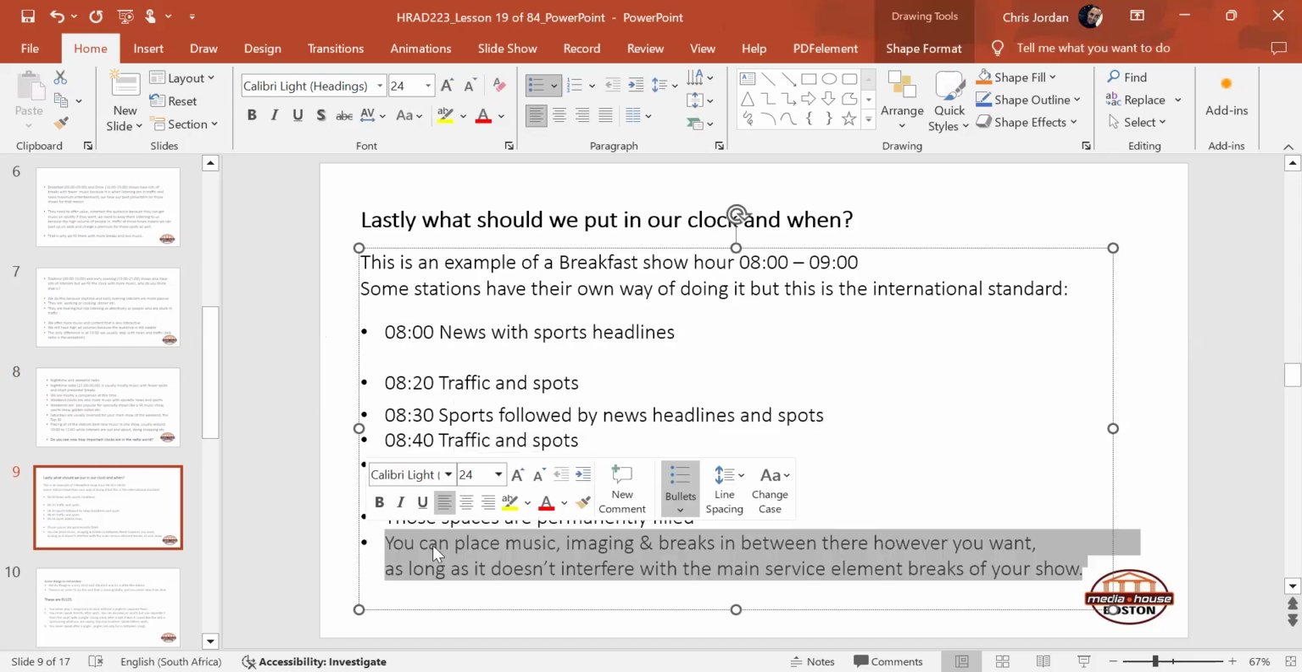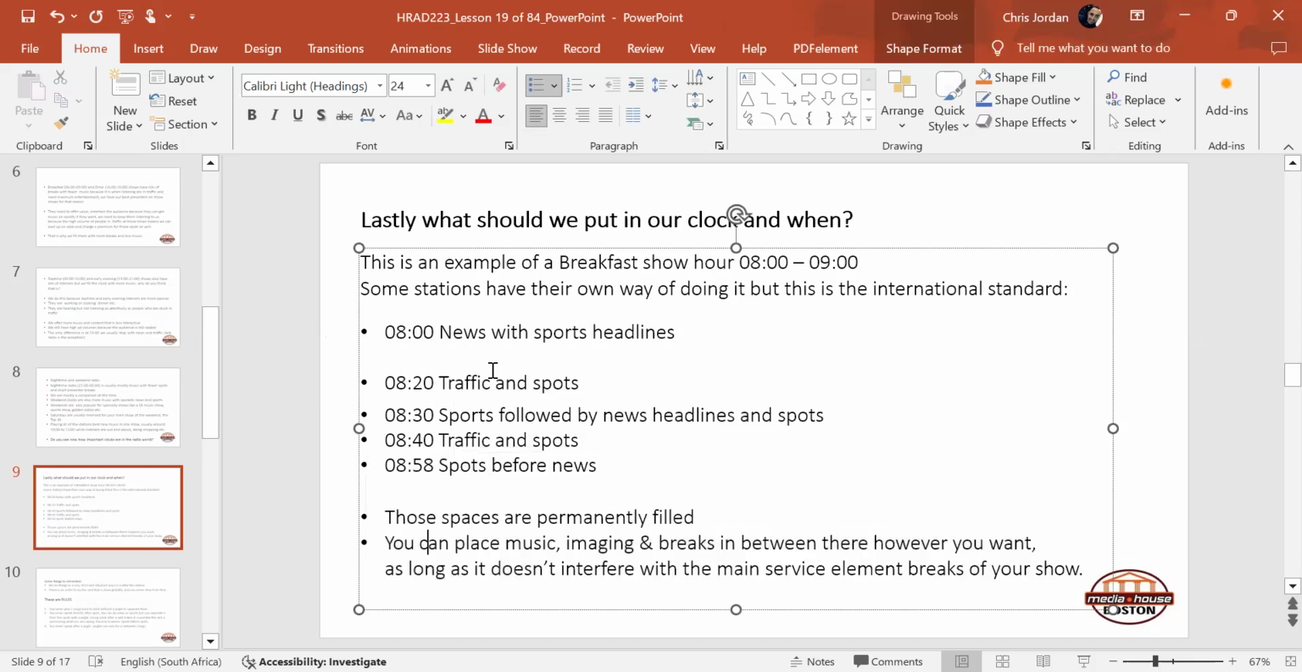So those spaces are permanently filled because these are not debatable, right? We have news and we don't have it at any other time. We have it at the top of the hour and the bottom of the hour, accompanied by sports, traffic, weather, financial indicators, etc. Right?